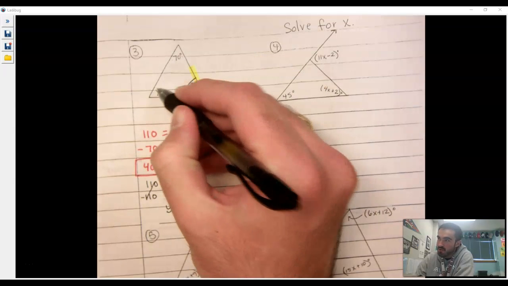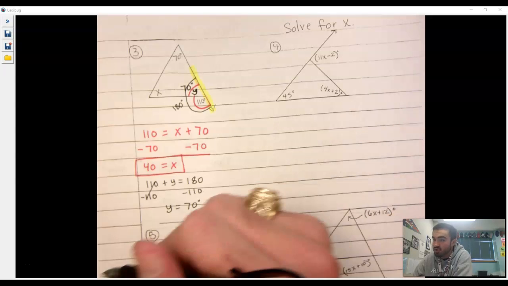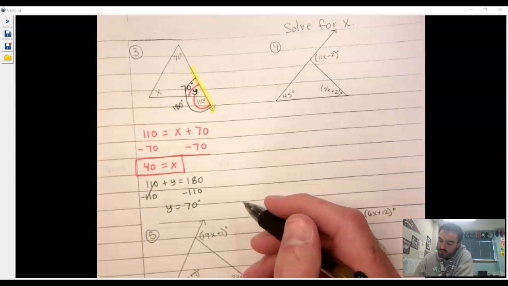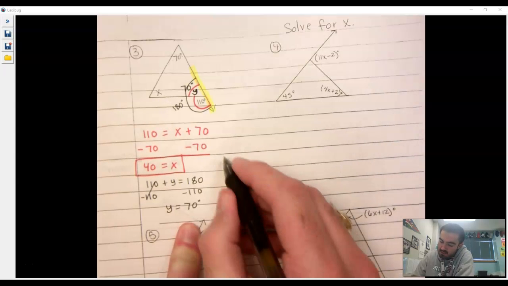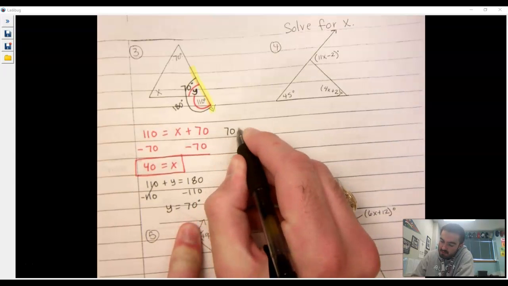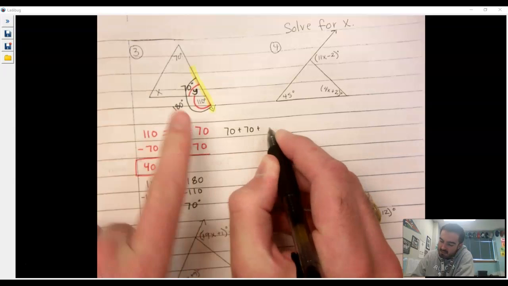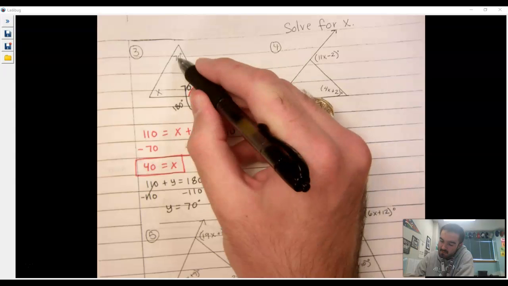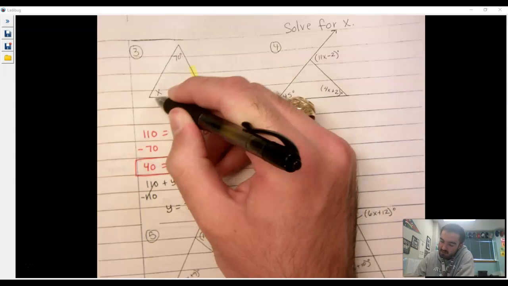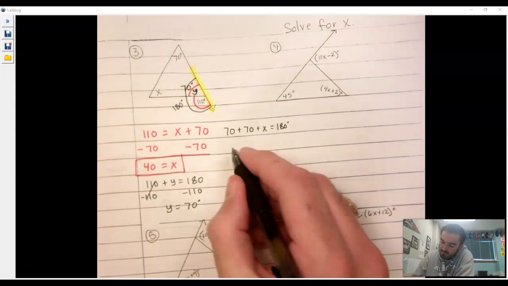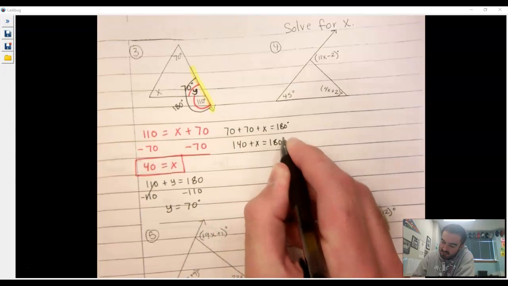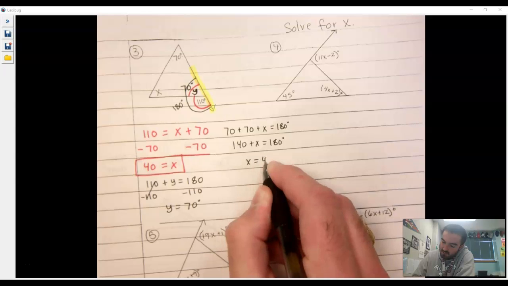To find x, couldn't we use the fact that triangle angles add up to 180 degrees? We sure could. So what we could do next is 70 plus 70 plus x equals 180, since the sum of the angles of a triangle add up to 180 degrees. 140 plus x equals 180 degrees. x would equal 40.